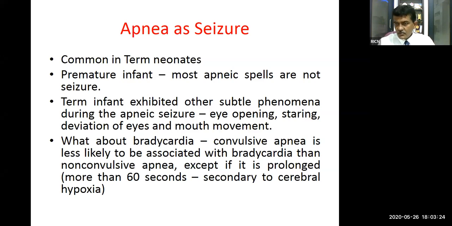What about bradycardia? Commonly we see it in apnea of prematurity, but here usually you don't get bradycardia with seizures unless the seizure is lasting for more than 60 seconds. It is secondary to cerebral hypoxia.